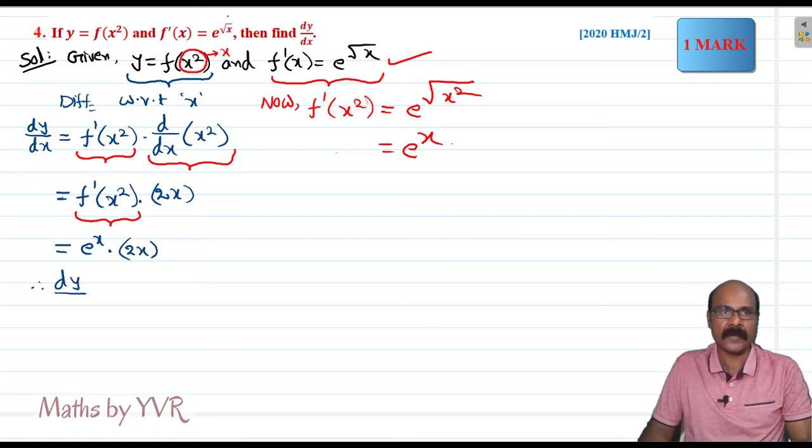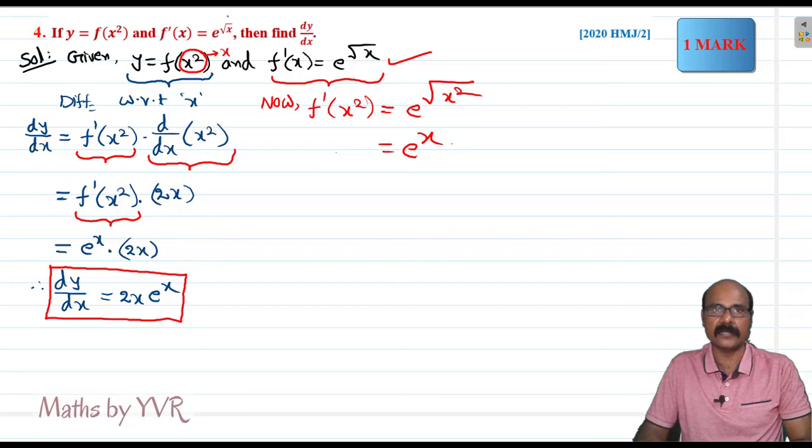Therefore dy by dx is equal to 2x into e power x. So this is the final answer for the given question. I hope you understand. Let us discuss one more question.